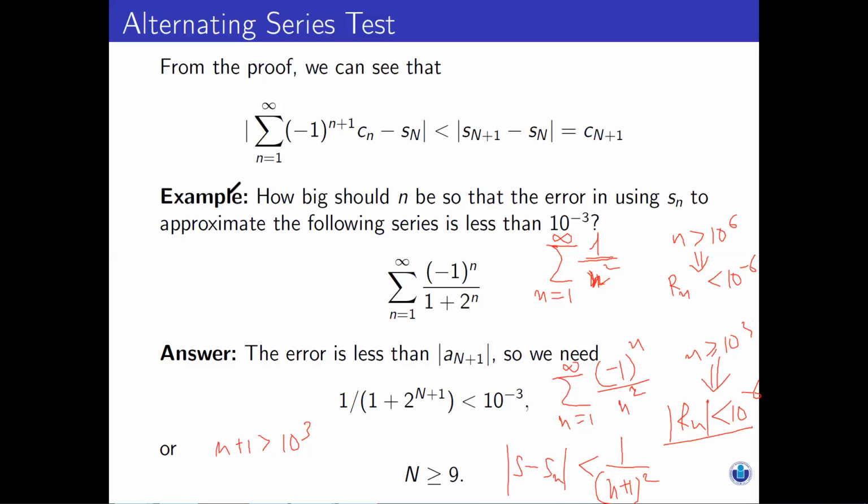Okay, so you see that for this series with all terms positive, n has to be very large to have this accuracy. Whereas for this alternating series, with the same accuracy, you only need n to be this big, so it converges much faster than the one with all the positive signs.